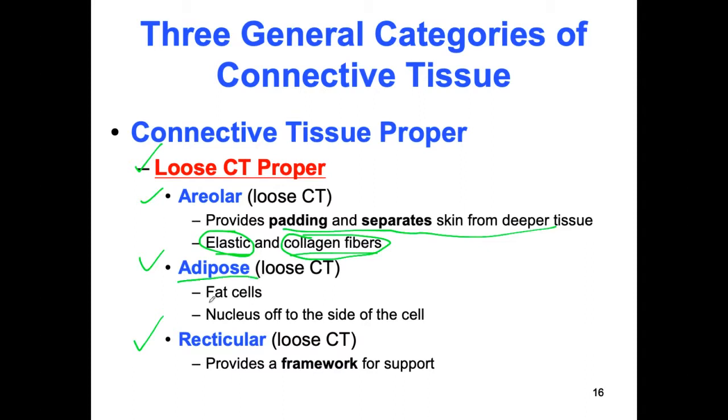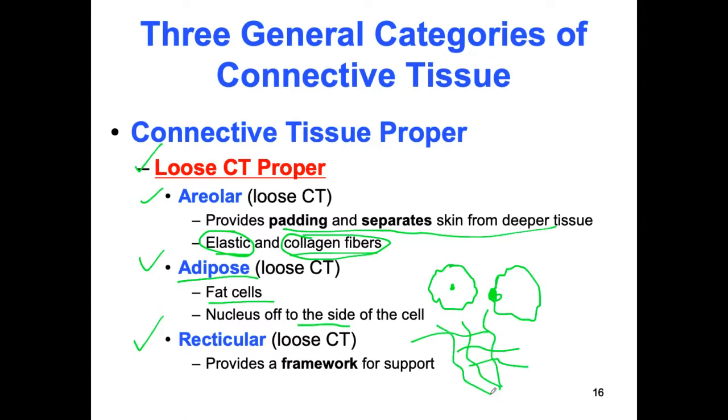Adipose, basically fat cells. And fat cells under a microscope, they look like a squamous cell, right? A squamous cell looks like this with a nucleus in the center, but a fat cell looks like a squamous cell, but the nucleus is here. It's towards the periphery, okay? It's off to the side. And then reticular is also loose connective tissue. It really provides the framework of support. So you see lots of stuff like this when you see reticular. It kind of looks like meshwork like that.